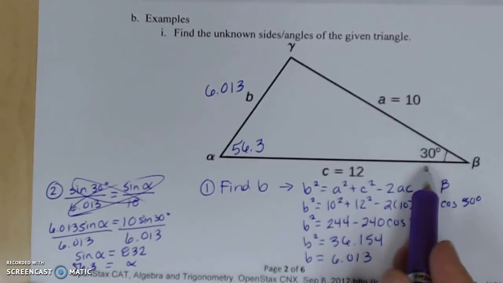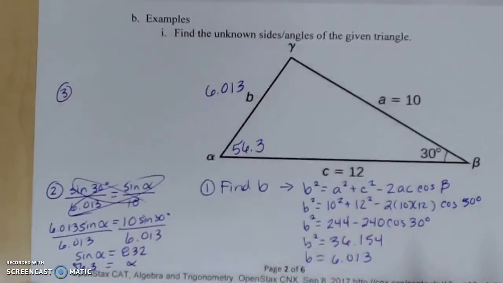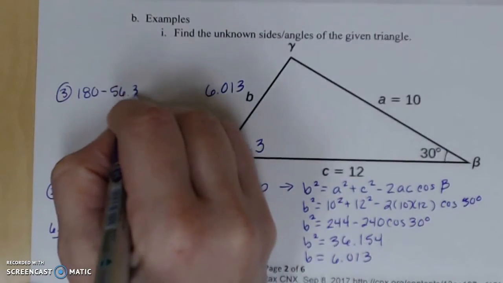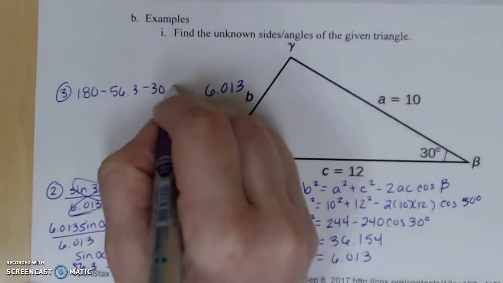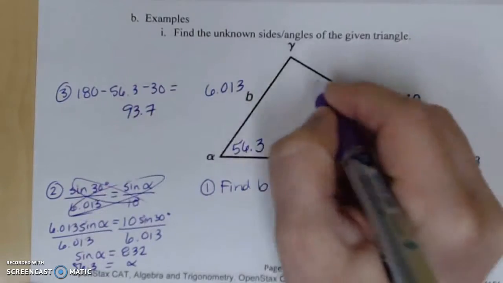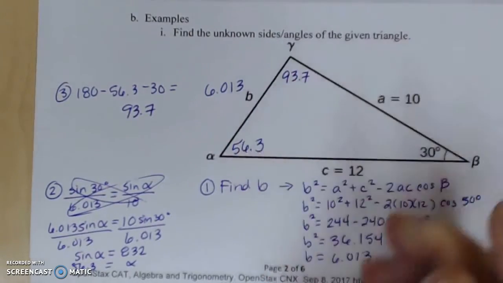And so now that I have those two angles, step 3, probably the step you wanted to start with in most of these, is take 180, subtract off 56.3 and 30. And so this would give me a total of 93.7, for this angle here, 93.7.